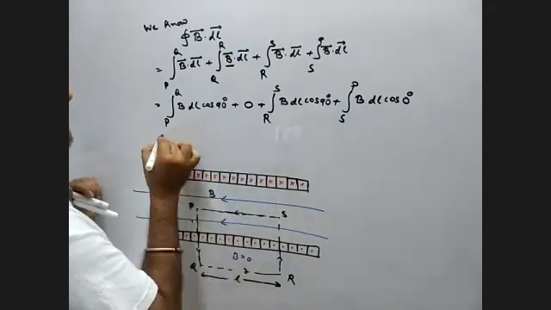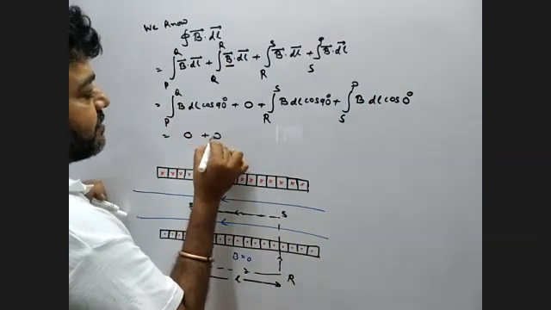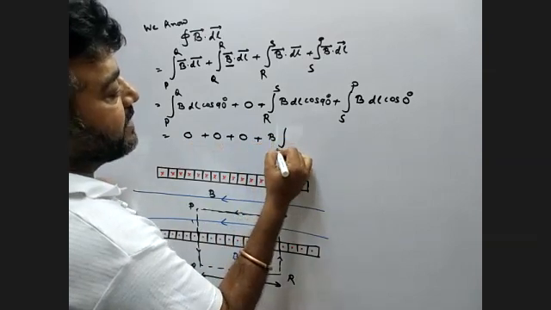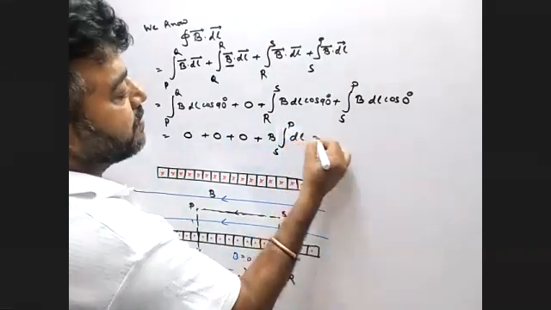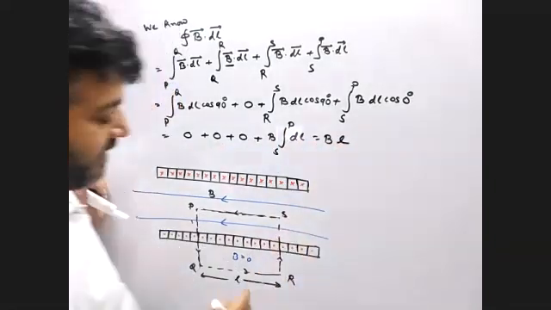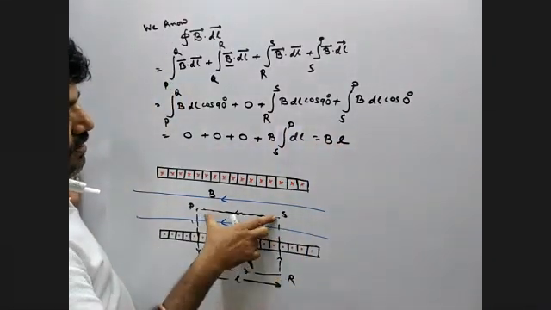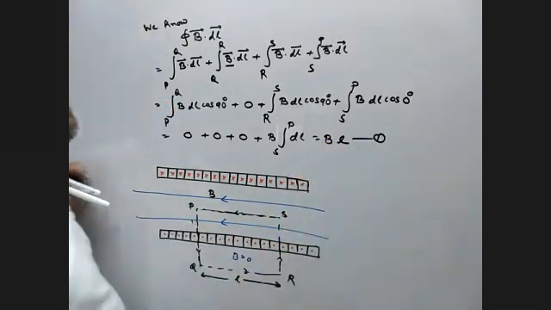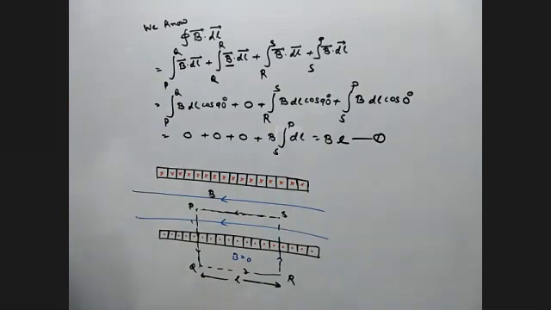Now, if we calculate, this value is 0, this value is 0, this value is 0, and this value is B integral from S to P of dl, which is B into L. Why L? Because the length of QR or SP is L. Let it be equation number 1. Is it clear, everyone? Yes, sir.